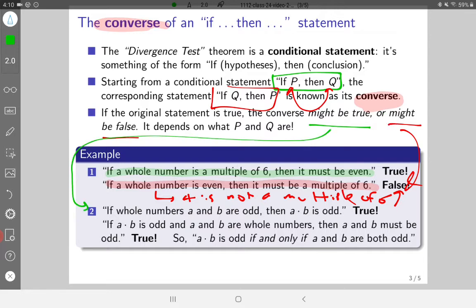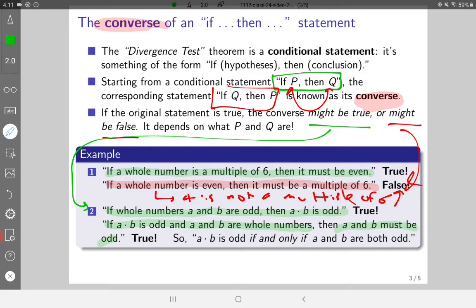If I have two odd whole numbers, then their product is odd. That's what this is. If whole numbers A and B are odd, then their product is odd. Well, I can turn that logic right around, and it turns out to still be true. If I have a product of whole numbers, and the product is odd, then the individual numbers themselves must be odd. That's a true statement. Play around with some examples for yourself. 3 times 7 is 21. Those are both odds and the product is odd.